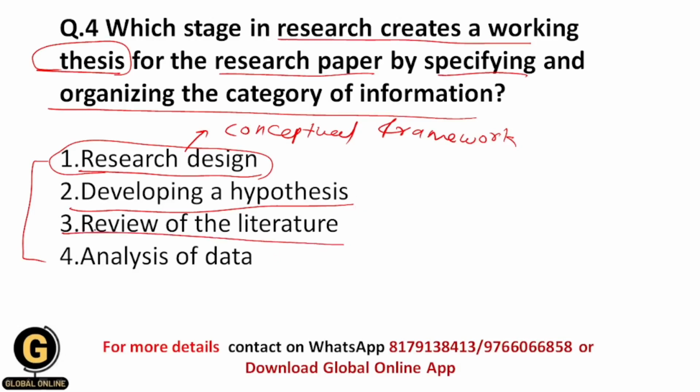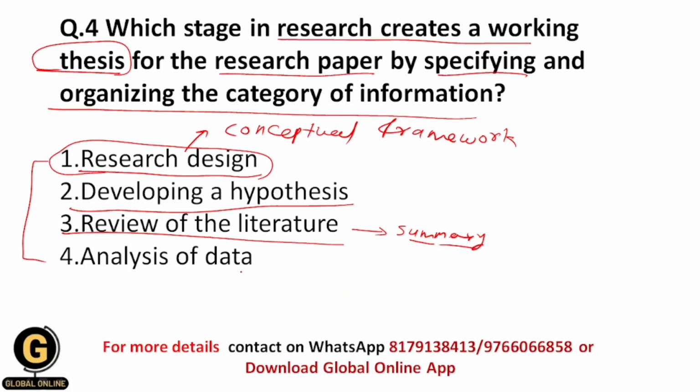Third is review of the literature. As we have seen, what does review of literature mean? It is a particular kind of summary, a summary of research done by previous people on the topic on which we are doing the current research. And it is the beginning of our research. So after doing the research design, you will go to the review of the literature.